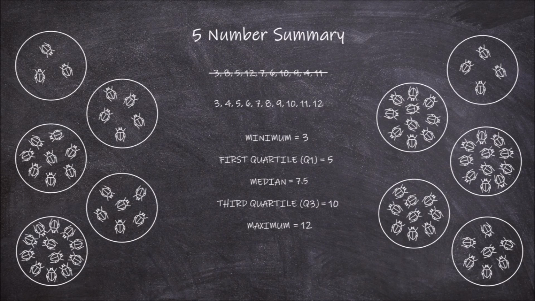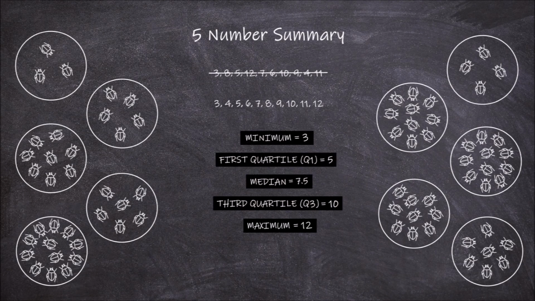Now let's summarize the 5-number summary for our beetle samples. The minimum is 3 beetles. The first quartile is 5 beetles. The median is 7.5 beetles. The third quartile is 10 beetles. And the maximum is 12 beetles.